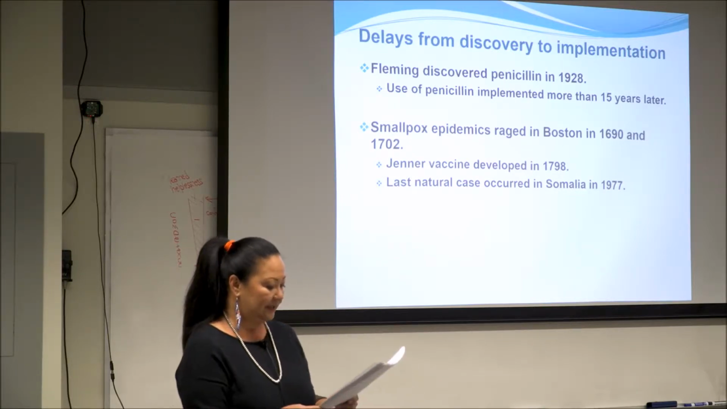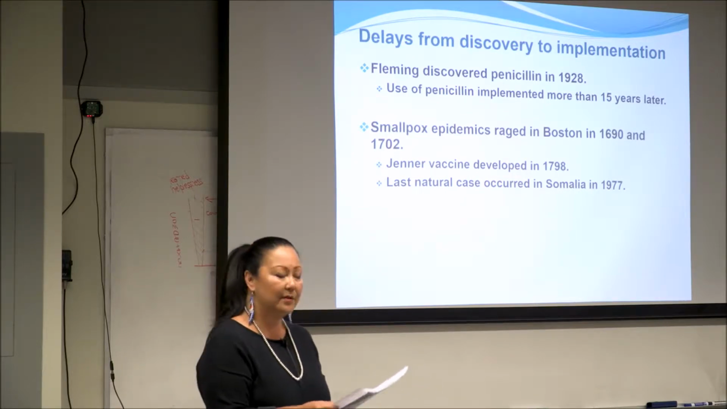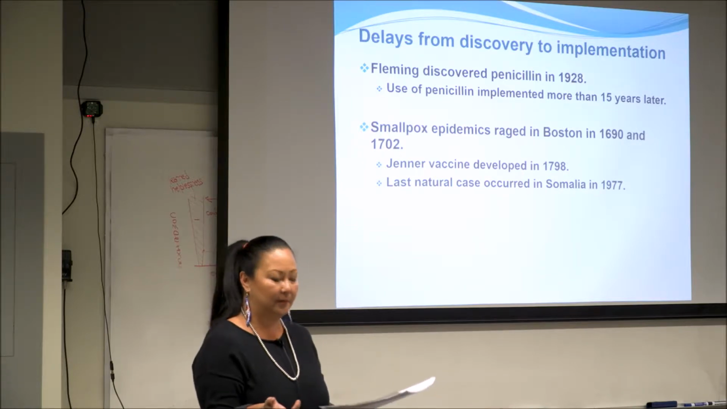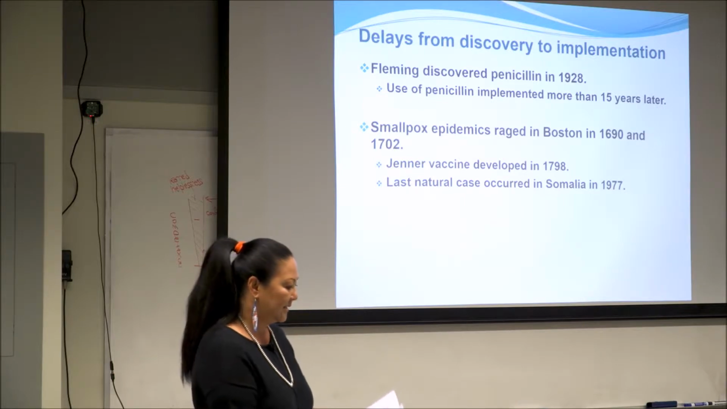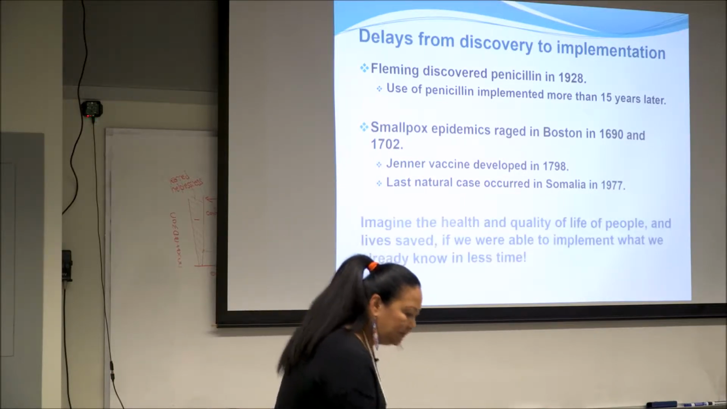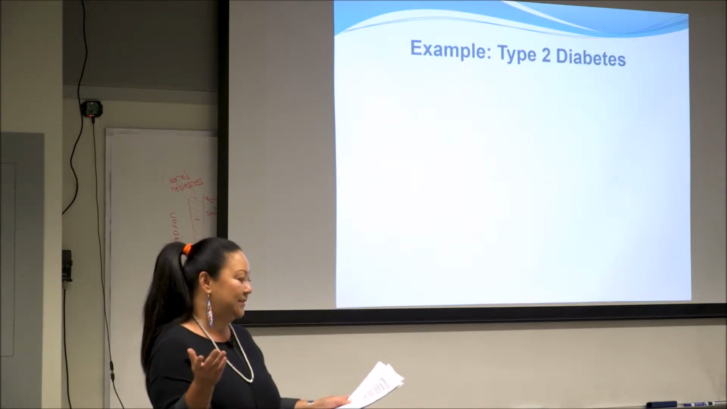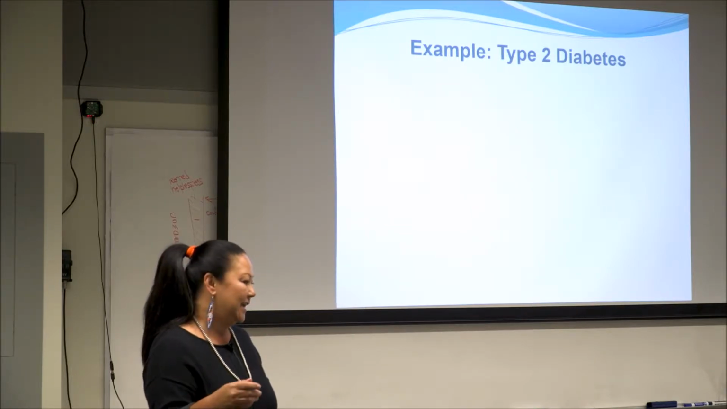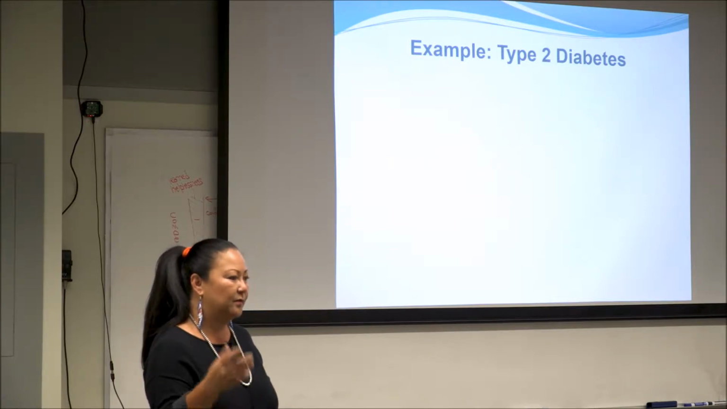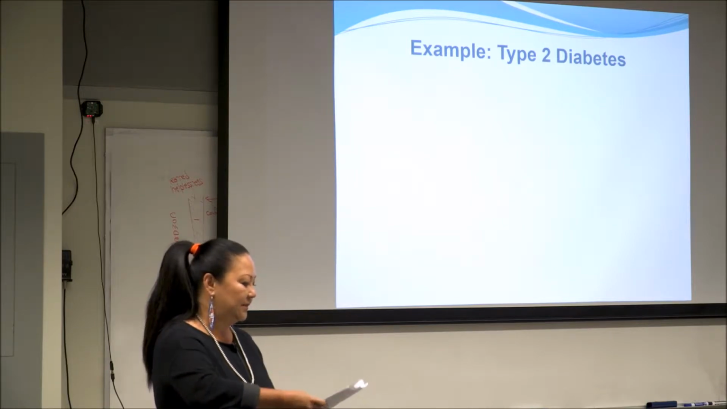So this lag from discovery to widespread implementation in public health is a key reason why D&I, dissemination and implementation research, is needed, because it could help us figure out how to speed up the process. So the example that I want to share with you then is that of type 2 diabetes. My career got started in type 2 diabetes and self-management and creating culturally tailored programs for American Indian communities to improve self-management of type 2 diabetes.